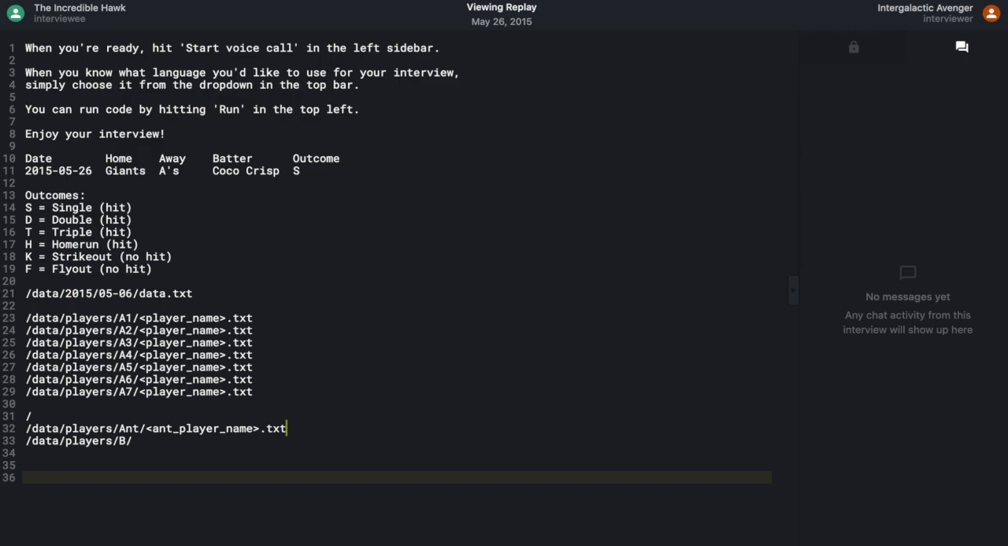Just to clarify, when you have ANT player name text, you'll have one file per person, or would there still be one file with multiple people in it? No, this is one file per person. Per person, okay.